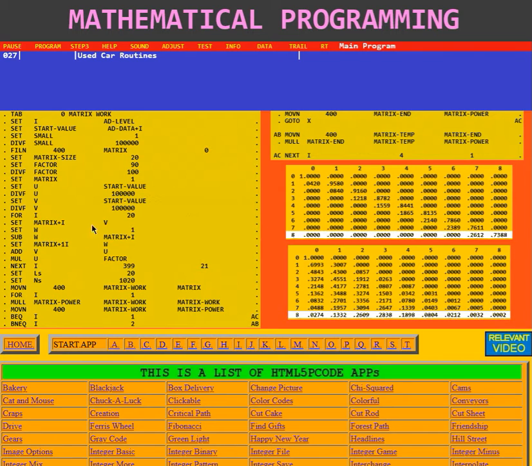So it's going to go around there the other 19 times to fill up all the other rows, always putting a value 1 to the left of the diagonal, and then subtracting that from 1 to give the number on the diagonal. Alright, when that is over, then it sets LS to 20.